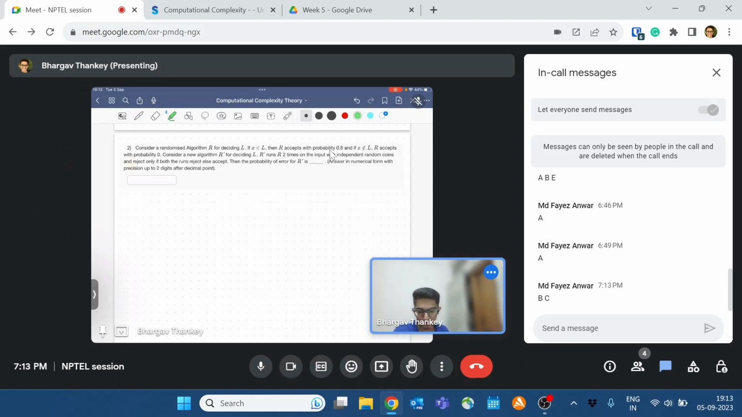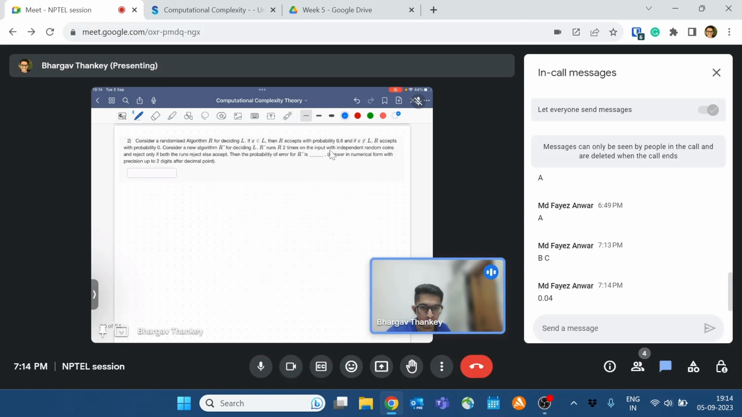Consider a randomized algorithm R for deciding L. If x is in L, then R accepts with probability 0.8, and if x is not in L, R accepts with probability 0. Consider a new algorithm R prime for deciding L. R prime runs R two times on the input with independent random coins and rejects only if both the runs reject, else accepts. So what's the error probability of R prime? We did something like this last time as well. So, okay, you are saying it's 0.04. Let me check. Yeah, it would be 0.04.